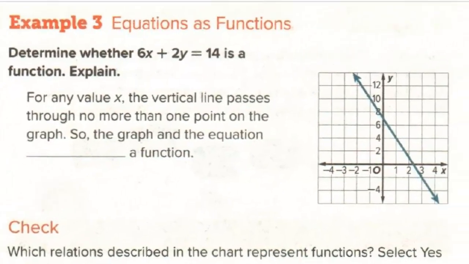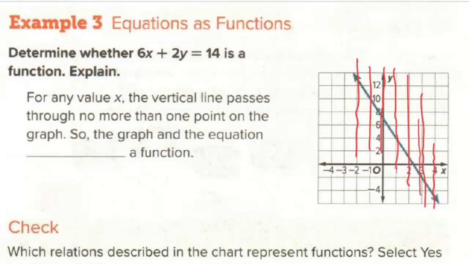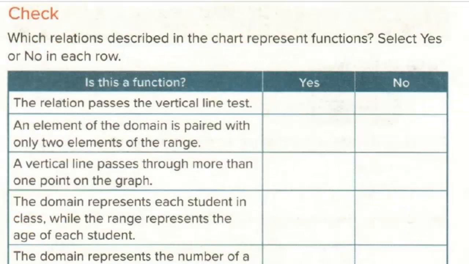Example 3, equations as functions. Determine whether 6x + 2y = 14 is a function and explain. And they went ahead and gave us a graph over here. Anytime you're given a graph, you want to use the vertical line test. So all we do is draw a series of vertical lines, and usually we do this in our head. We don't have to do it on the graph itself. You'll notice that no matter how many vertical lines I draw, as long as they don't overlap each other, these vertical lines only intersect the graph once, meaning it is a function. So the graph and the equation represent a function. Go ahead and pause the video and attempt the check.